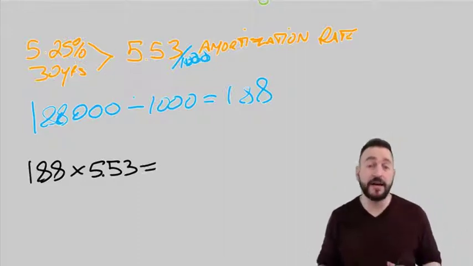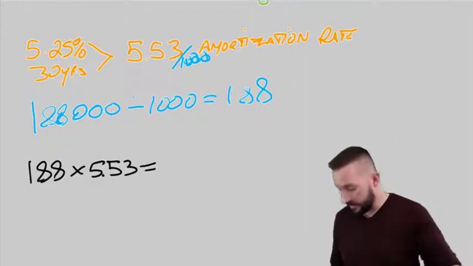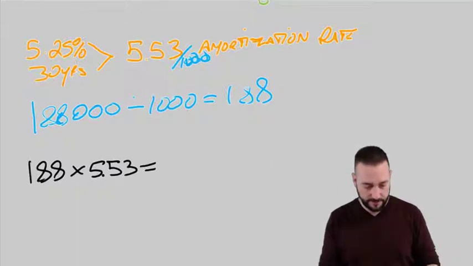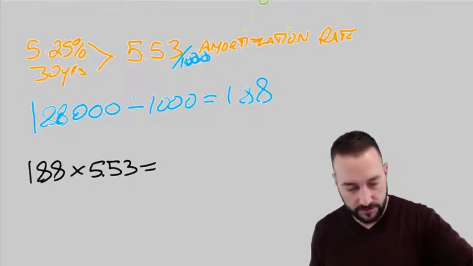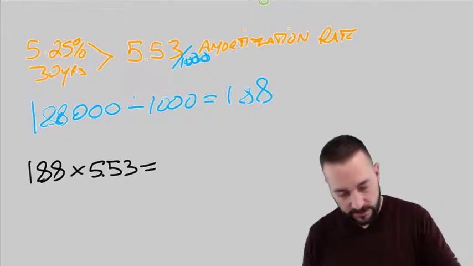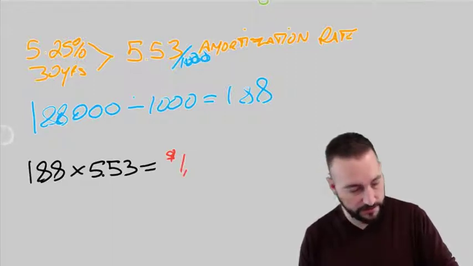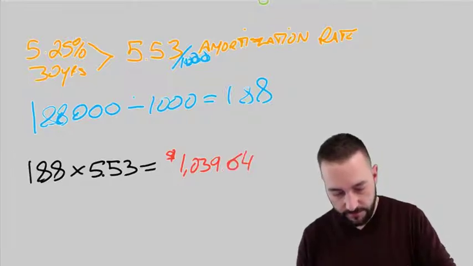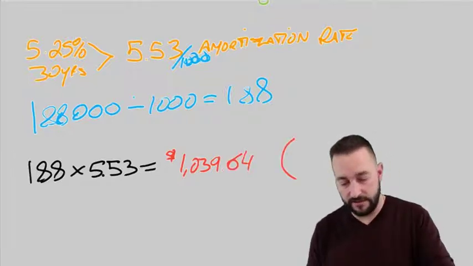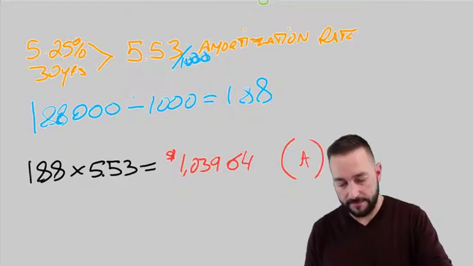If you put that on your calculators, let me do it real quick. So 188 times 5.53 tells us that the answer is $1,039.64. In this case, the answer is A.